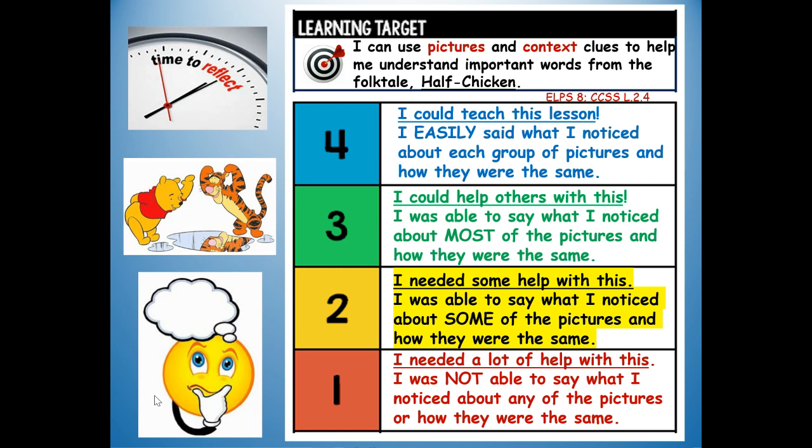So, how do you think you did today on your vocabulary words? Would you give yourself a 4? I could teach this lesson. 3, I could help others with this. 2, I needed some help with this. Or 1, I needed a lot of help with this. So, write your reflection at the top: 4, 3, 2, or 1.